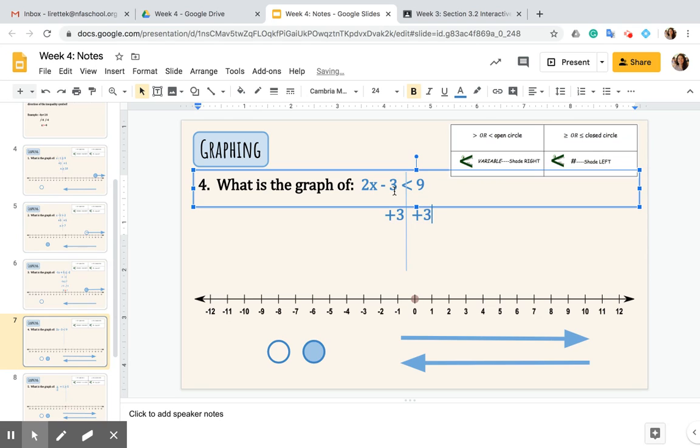Once to the left, once to the right. These cancel, and I'm left with the following. I still have a 2x. I bring down my inequality symbol, and then 9 plus 3 gives me 9, 10, 11, 12. Okay, now to get rid of the 2. Again, if it's touching the variable, it means multiplication. The opposite of that is to divide by 2. Once to the left, once to the right. I have to shrink my font again.